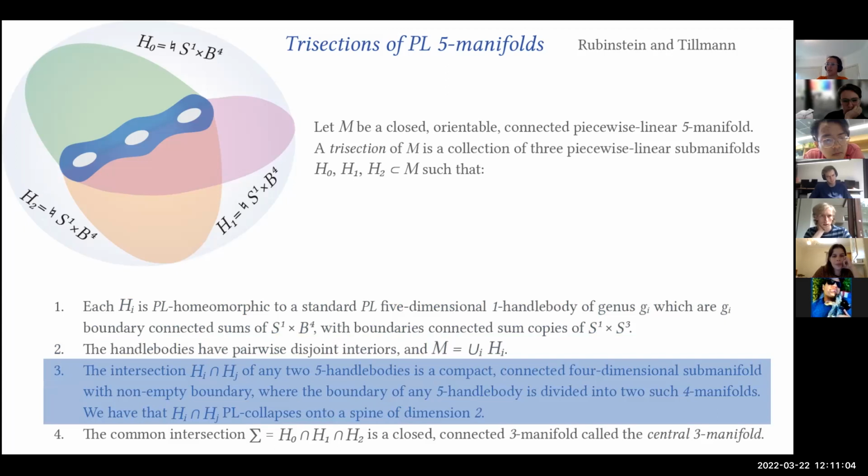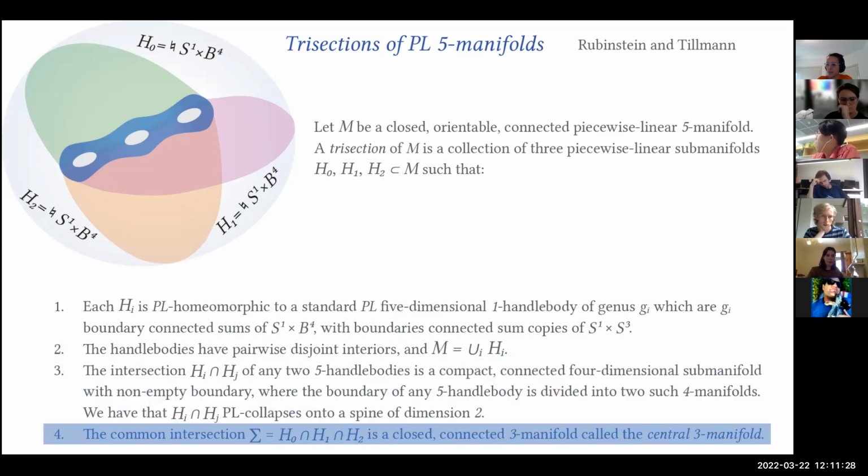The intersection of any 2 5-dimensional handle bodies is a compact connected 4-dimensional submanifold with non-empty boundary, where the boundary of any 5-dimensional handle body is divided into 2 such 4-manifolds. And we have that the intersection of Hi with Hj piecewise linearly collapses onto a spine of dimension 2. The common intersection of all 3 handle bodies is a closed connected 3-manifold called the central 3-manifold. And that is what this talk is primarily about today.